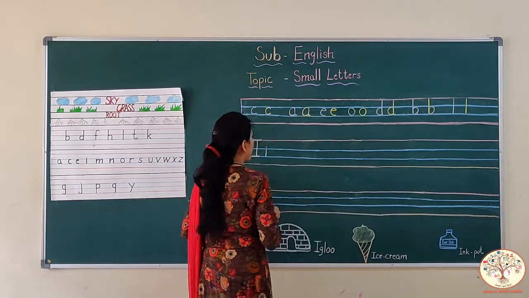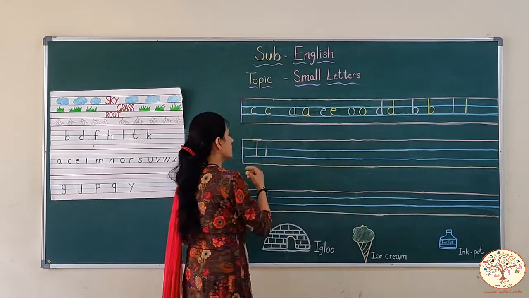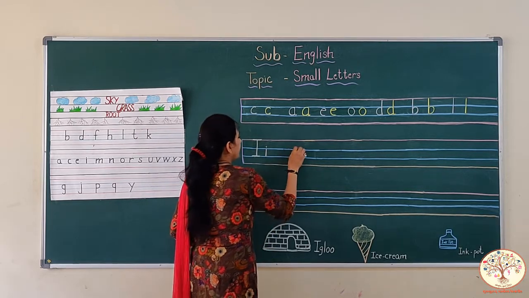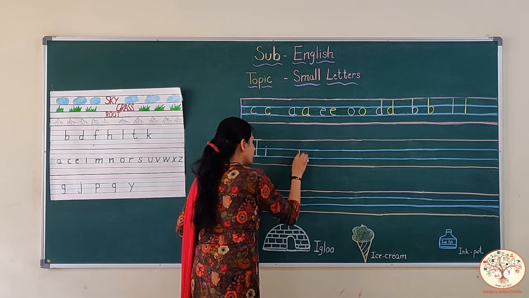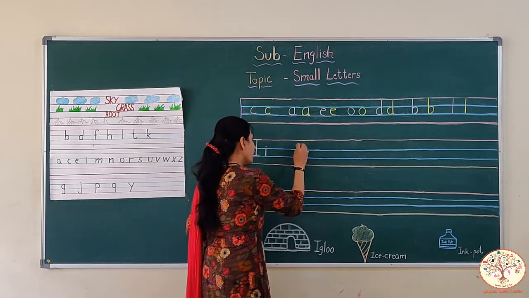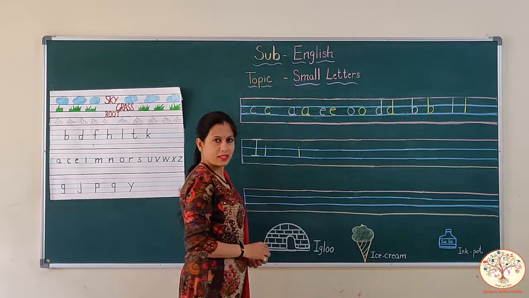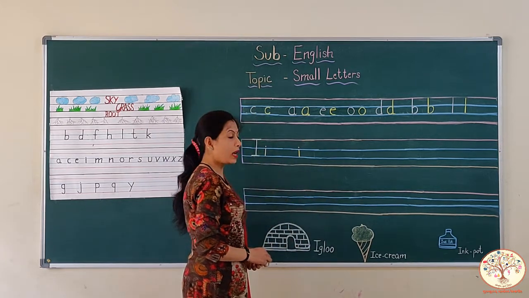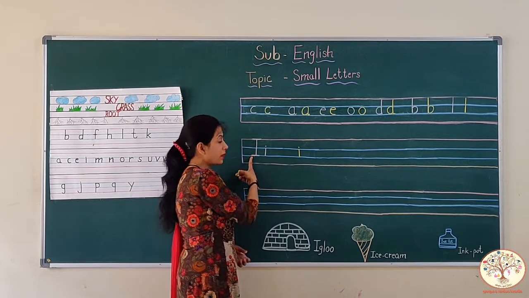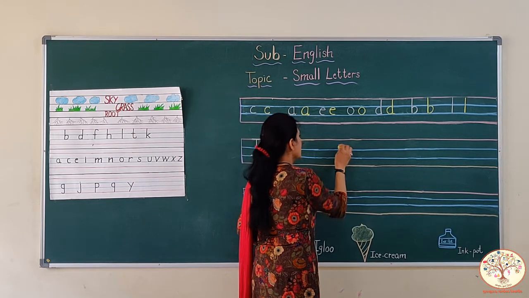Very easy. As you know, you have made letter L, a standing line. This is also a standing line, but this is a grass letter. We make this letter between these two lines, grass line, second and third, and then a small dot on this. This is letter I, small I.